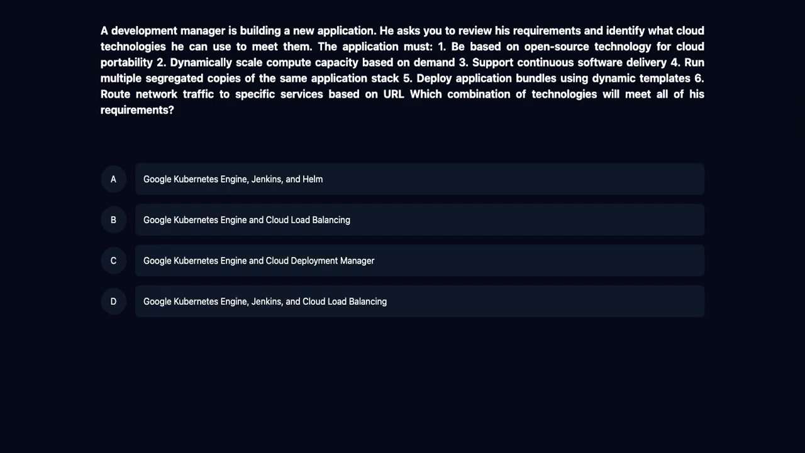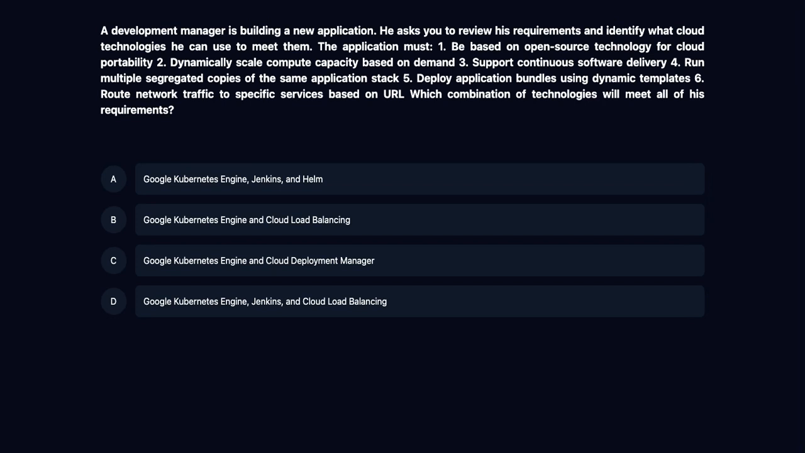A development manager is building a new application. He asks you to review his requirements and identify what cloud technologies he can use to meet them. The application must: 1. Be based on open-source technology for cloud portability. 2. Dynamically scale compute capacity based on demand. 3. Support continuous software delivery. 4. Run multiple segregated copies of the same application stack. 5. Deploy application bundles using dynamic templates.